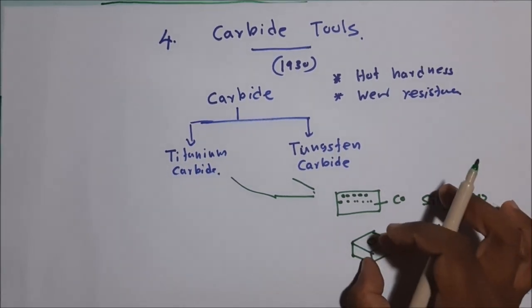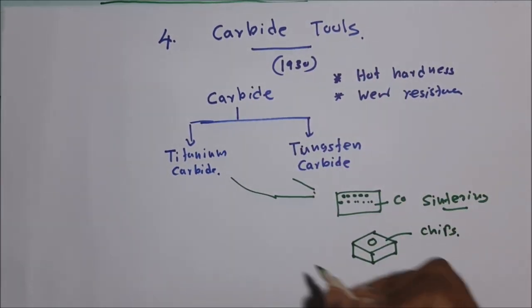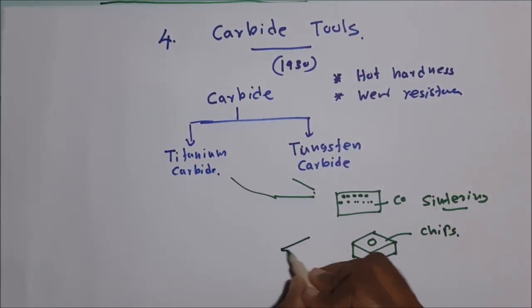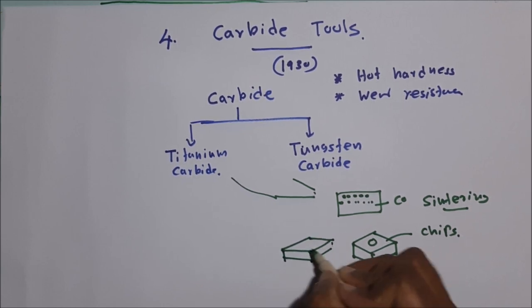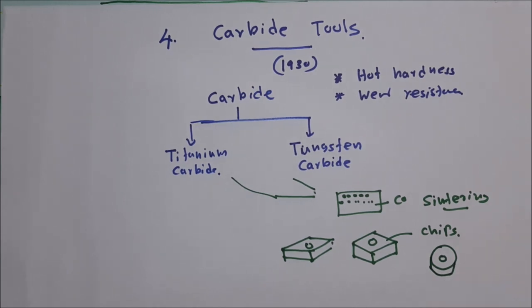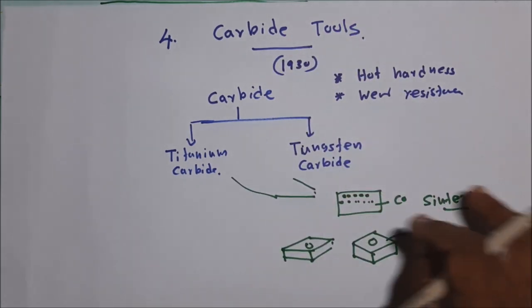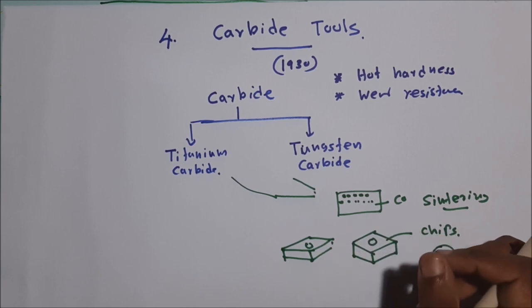These carbide tools are available as insert type chips, and a wide variety of insert type chips are available. These chips can be mounted on the steel shank. Carbide tools are mostly available as insert type chips.